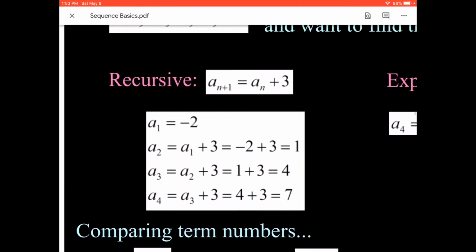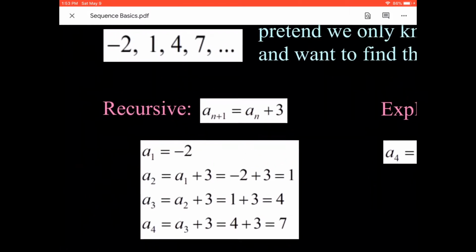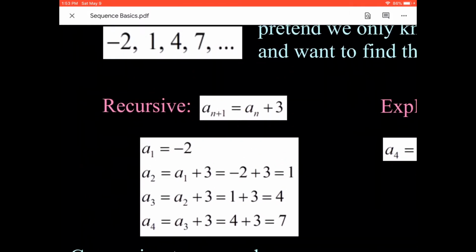So when we have our recursive rule for this sequence, we have a sub n plus 1 is equal to a sub n plus 3. That's telling us the next term is equal to the previous term plus 3. So here we go. If we started with our first term being negative 2, then to get our second term, we would take the previous term, the first term, and add 3 to it. Our first term was negative 2, so negative 2 plus 3 gives us 1.